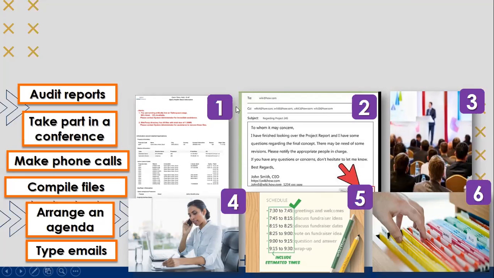Okay, so there you have the pictures, number one, number two, number five, number six. What do you think is number one? Audit reports. Okay. That could be.